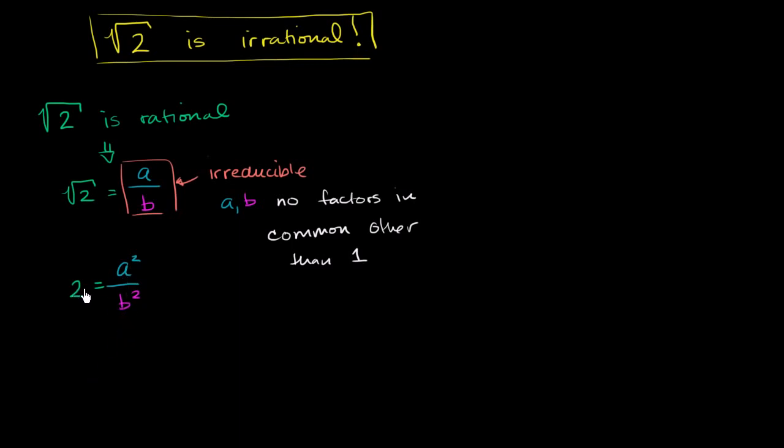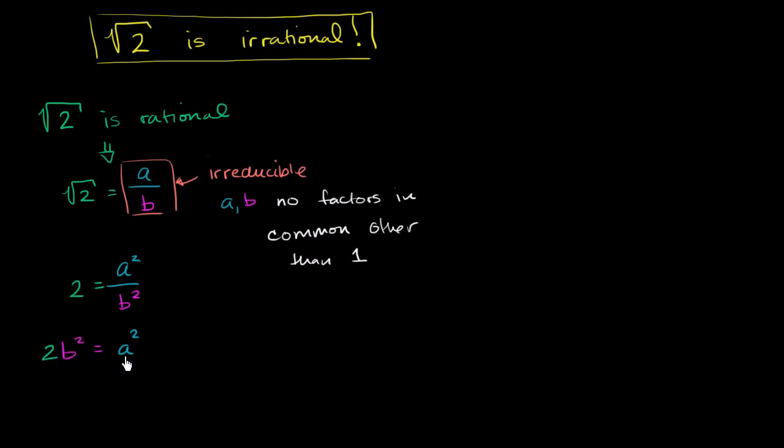And now we can multiply both sides of this by b squared. And so we get 2 times b squared is equal to a squared. Now, what does this tell us about a squared? Well, a squared is some number, b squared, times 2. We assumed b is an integer, so b squared must be an integer. And so you have an integer times 2.